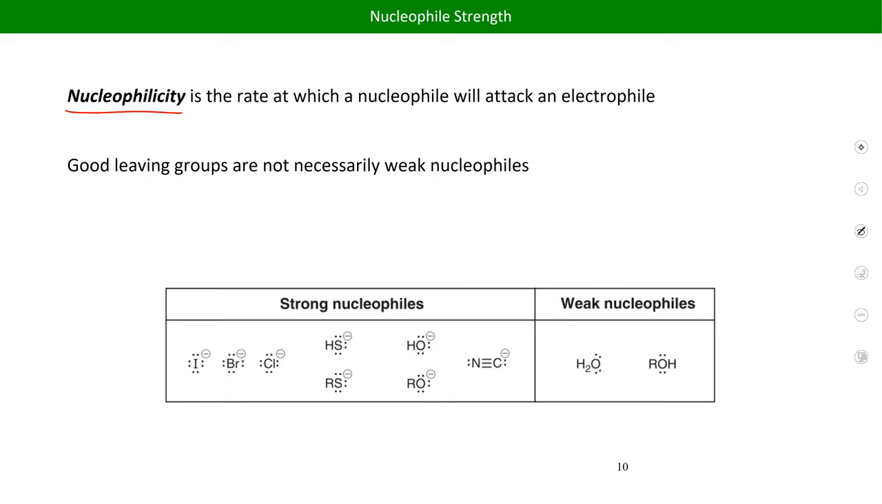This is another thing that's generally related: generally if something is a good leaving group, it tends to not be as strong of a nucleophile, and something that's a bad leaving group will almost always also be a strong nucleophile. But you can also have a good leaving group, like our halides, that can act as a nucleophile, and they're relatively strong as nucleophiles as well. They're just not as strong as some of these others.